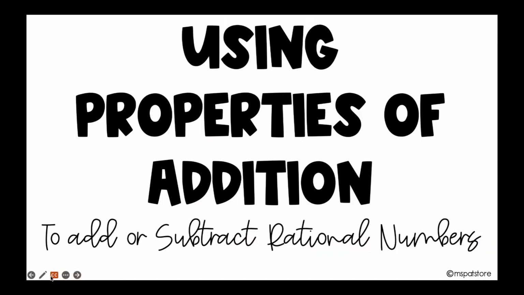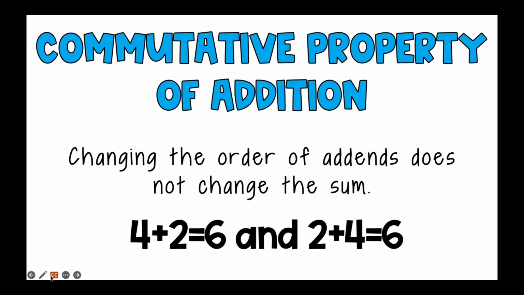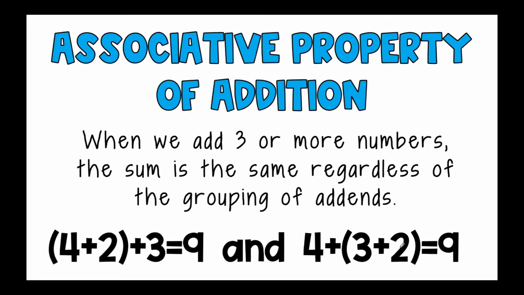On today's video, you're going to learn how to use properties of addition to add or subtract rational numbers. Let's take a look at these two properties that you will be learning. The first one is the commutative property of addition, which basically states that changing the order of the addends does not change the sum, the result. For example, 4 plus 2 is equal to 6, and also 2 plus 4 is equal to 6. As you can see, I changed the order of the addends and I got the same answer.